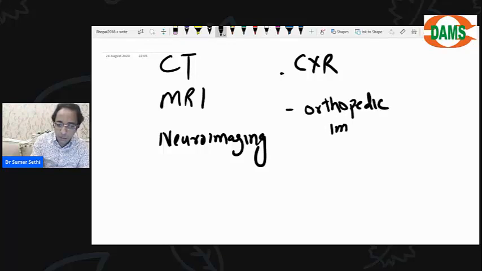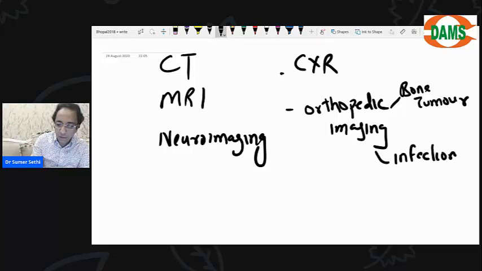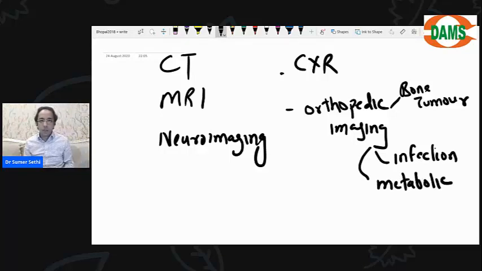In orthopedic imaging, I have already taught you bone tumors. We have touched upon some infections like osteomyelitis. We were looking at metabolic disorders. Primarily, we saw hyperparathyroidism, we saw rickets, and we saw osteomalacia. Remember? This is where we were.